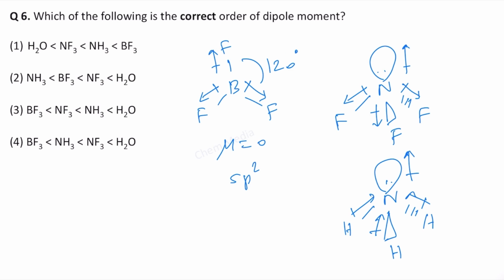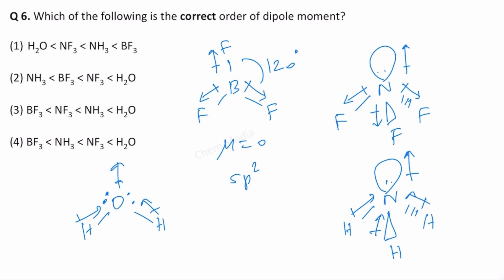And when it comes to water, we have 2 lone pairs on the oxygen atom, and the dipole orientation will be like this, more towards the oxygen, and then net dipole will be in this direction because of the 2 lone pairs. So, therefore, the dipole moment in water will be much higher, more than ammonia.